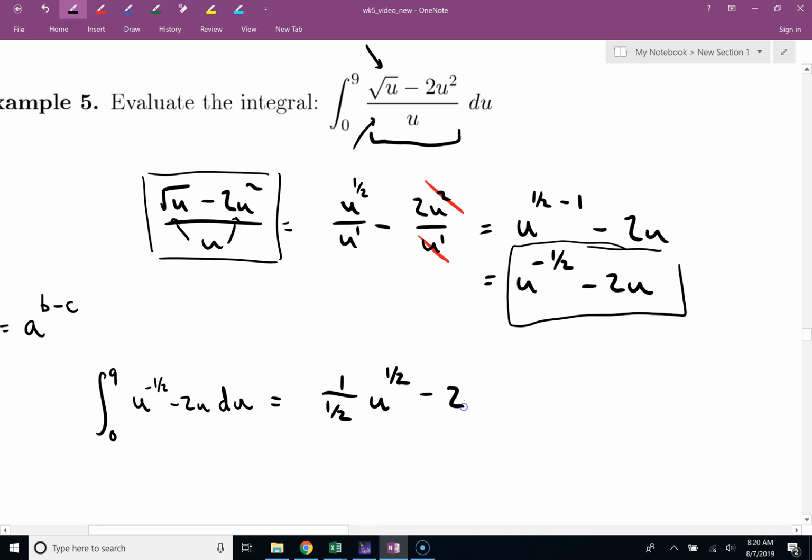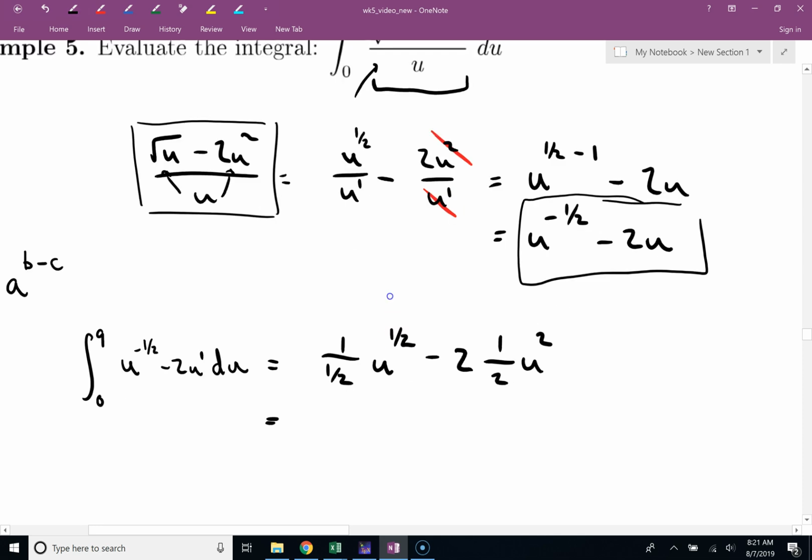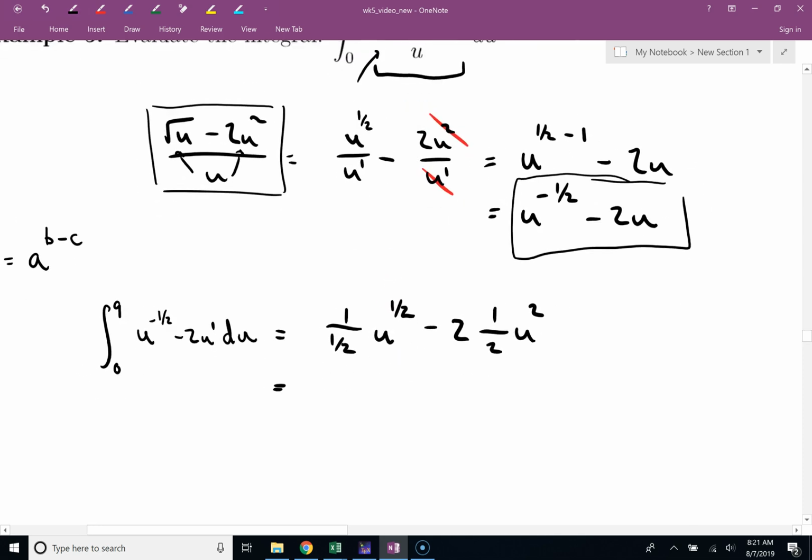Same thing here. This is really u to the first power, and I'm going to raise this up by 1. So u squared, and then I'm going to divide by this exponent, 2. And finally, let's simplify a little bit. Instead of dividing by 1/2, you're allowed to multiply by the reciprocal, so that would be the same thing as 2. U to the 1/2 is the square root of u. And then this 2 and this 1/2 will perfectly cancel out, and so we get u squared.